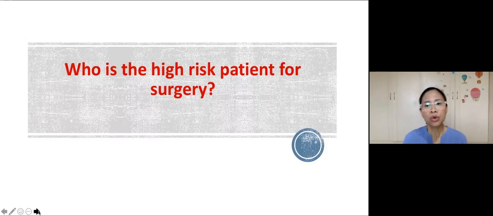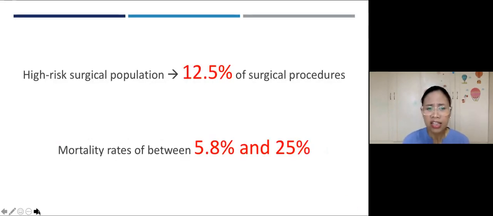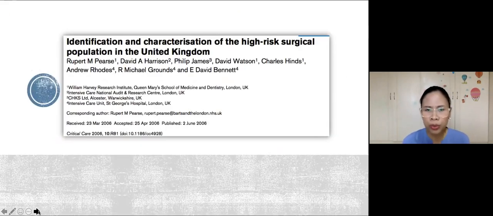Okay, so who is the high-risk patient for surgery? They say that the high-risk surgical population accounts for 12.5% of surgical procedures, and mortality rates of this population would range from 5.8% to 25%. However, when you look at literature, you cannot find one paper that will really identify and define who the high-risk population is. So in 2006, Pierce and his colleagues tried to identify the high-risk patient in the UK.